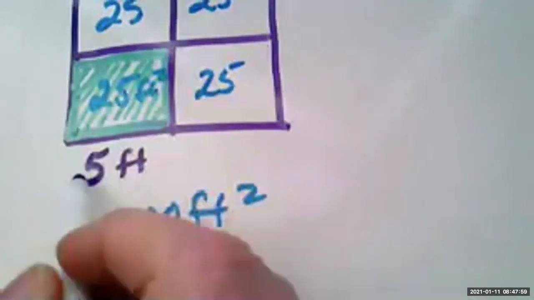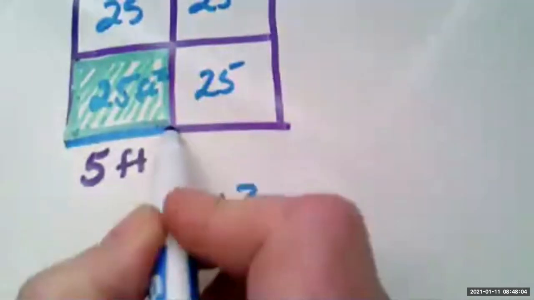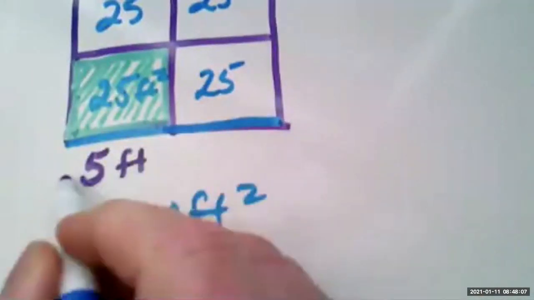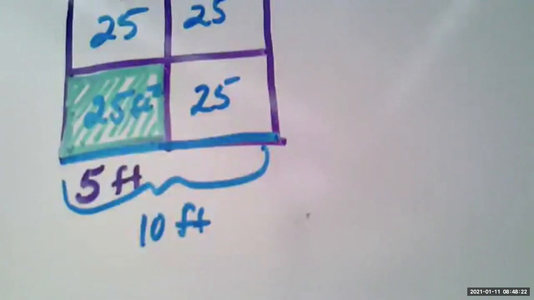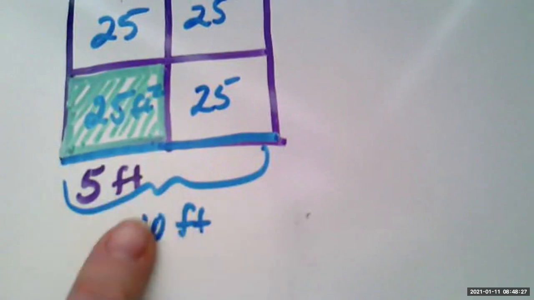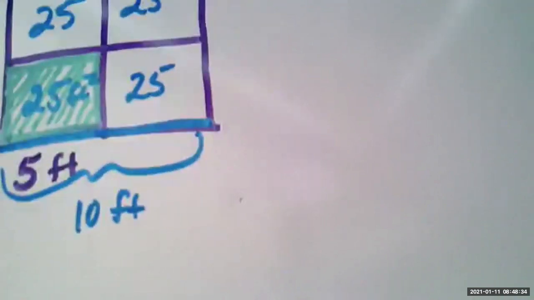Or you could have said, if only one length here is 5 feet, then 2 lengths would be 10 feet total. Okay, so if this was 10 feet, then you can multiply 10 times 10. So there's multiple ways you can find out about squares and the area of squares. I just wanted you to be aware of these kinds, because the area may show up in today's lesson, and I want you to be familiar with how to find the area of a square.